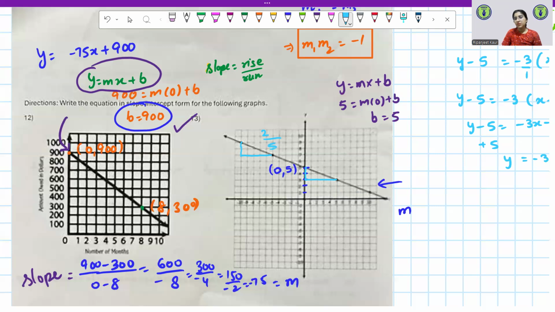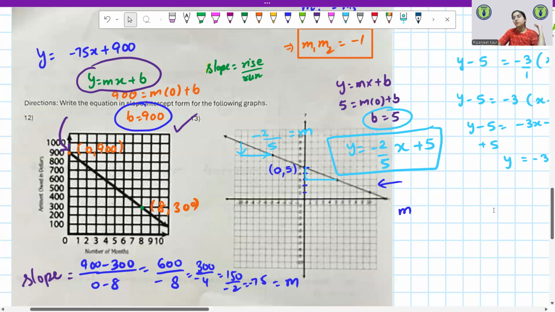So in the bottom we went, that is negative. In the right we went, which is positive. So this is the slope, and this is the b value. So y equals slope x plus b. So y equals 2 over 5x plus 5. Negative 2 over 5.